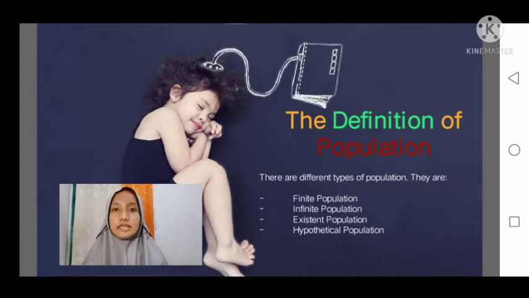Okay, for the last types is hypothetical population. The population in which whose unit is not available in solid form is known as the hypothetical population. A population consists of sets of observations, objects, etc. that are all something in common. In some situations, the populations are only hypothetical. Examples are an outcome of rolling the dice and outcome of tossing a coin.